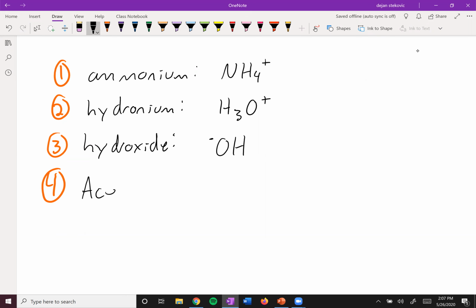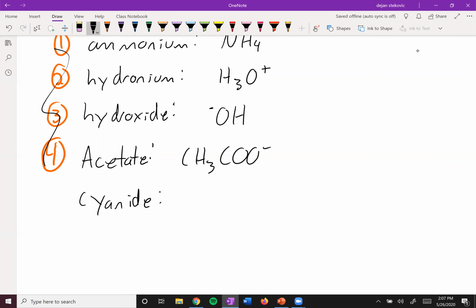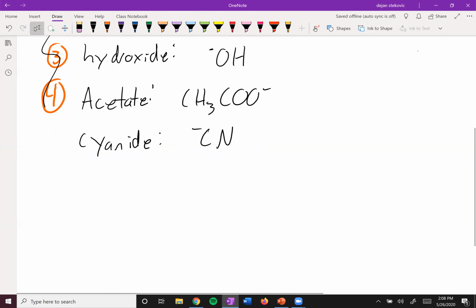Next up, we have acetate. This is CH3COO minus. Let's stop numbering this. I don't know why I started numbering them. Next up, we have cyanide, right? Like hydrogen cyanide, stuff that if you eat, it'll kill you. This is CN minus with the negative on the carbon.